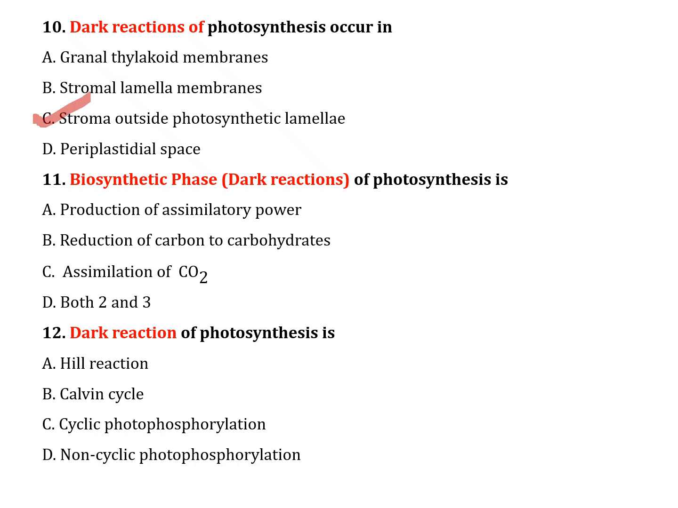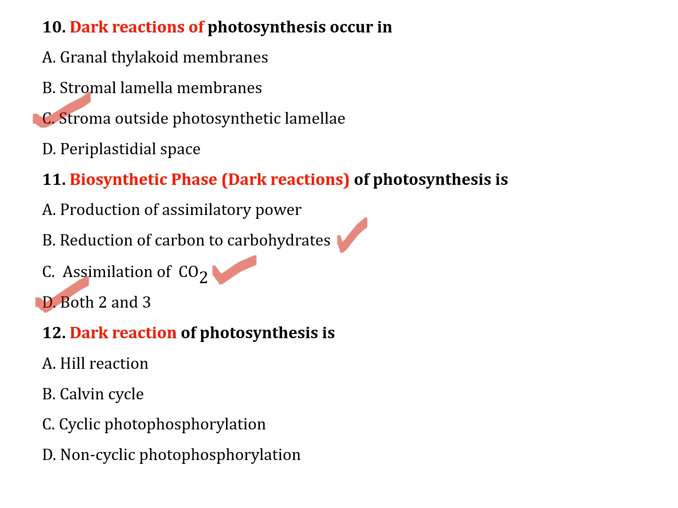The next question number 11. Biosynthetic phase or dark reaction of photosynthesis is option A production of assimilatory power, option B reduction of carbon to carbohydrate, option C assimilation of carbon dioxide, option D both 2 and 3. The correct answer is option D both 2 and 3, that is reduction of carbon to carbohydrate and assimilation of carbon dioxide.